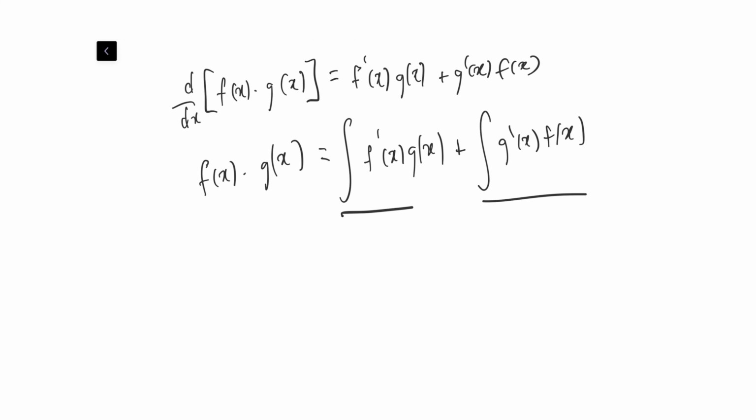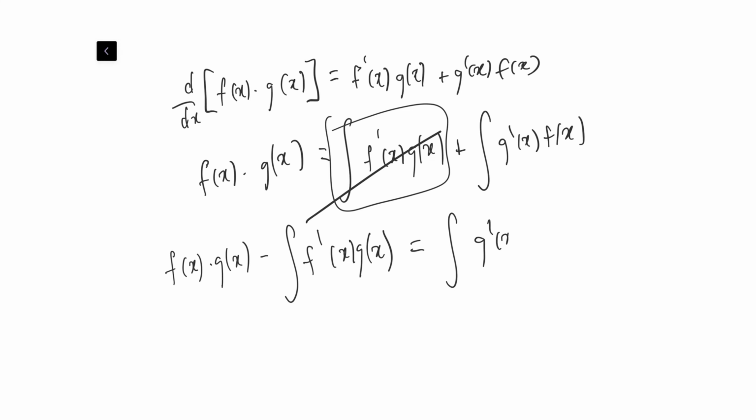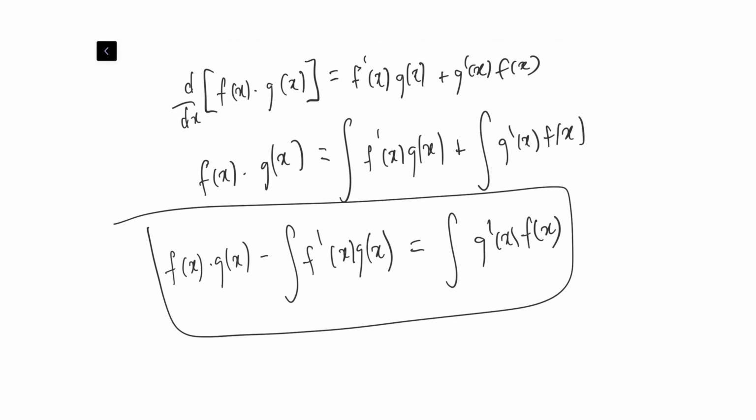Now we can solve for any one of these. More on that in a bit, but let's say we want to solve for this one. So let's solve for it. That means subtracting this from both sides, so this goes away. And we'd have f of x times g of x minus the integral of f prime of x g of x is equal to the integral of g prime of x f of x. And so we have this expression, which we're going to use to see how integration by parts works.